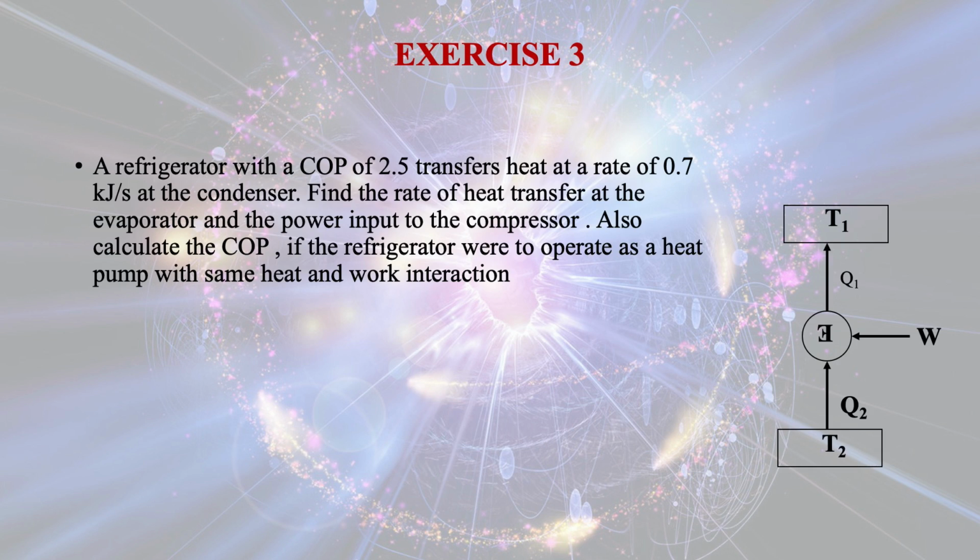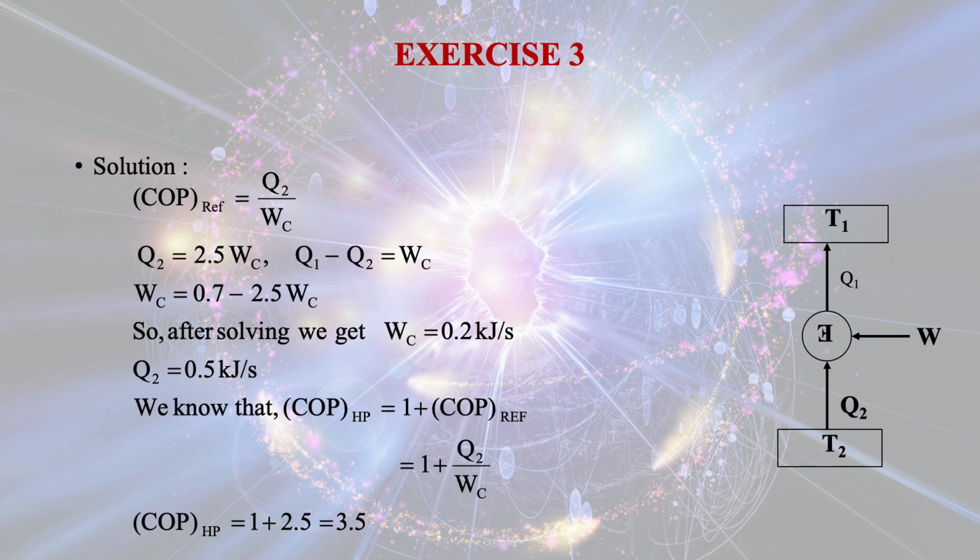Exercise 3. A refrigerator with COP of 2.5 transfers heat at a rate of 0.7 kJ per second at the condenser. Find the rate of heat transfer at the evaporator and the power input of the compressor. Also calculate the COP if the refrigerator were to operate as a heat pump with the same heat and work interactions. Dear learners, while solving any numerical on thermodynamics, first you note down the data given for a particular numerical.